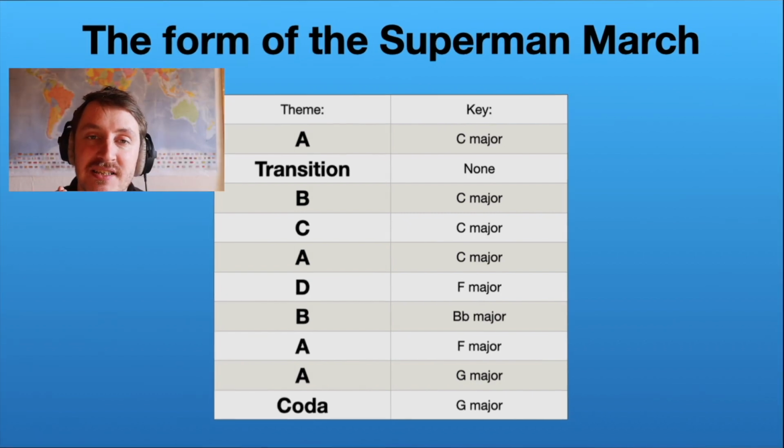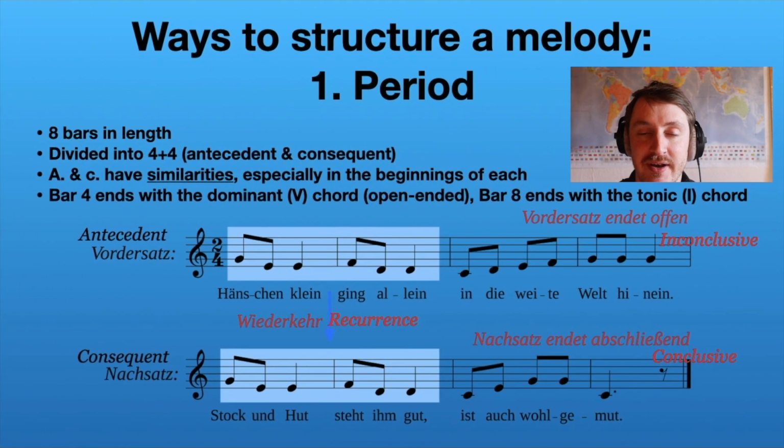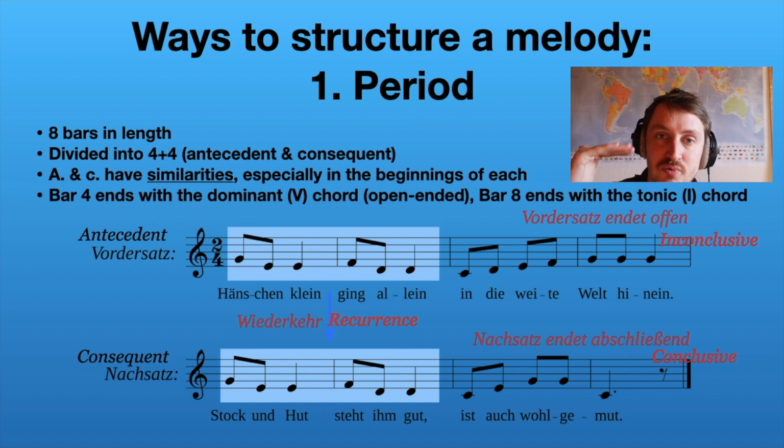In traditional classical music, meaning music by guys like Beethoven and Mozart, there are 2 main basic types of melody construction: period and sentence. Let's take a look at the period first. A period is 8 bars long, subdivided into 4 bars plus 4 bars. The first half called antecedent, the second half called consequent. These 2 halves are similar to each other. They begin in a similar or even identical way.